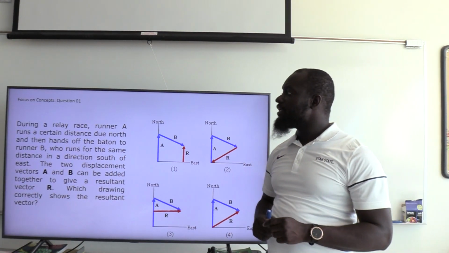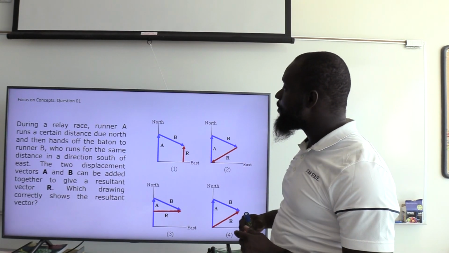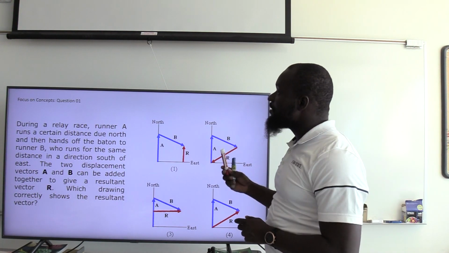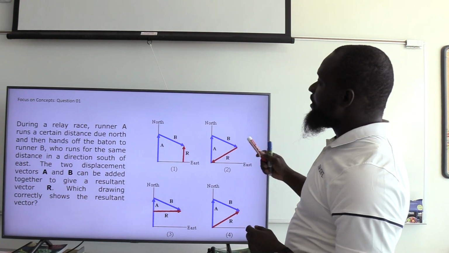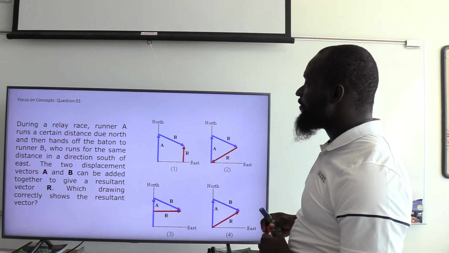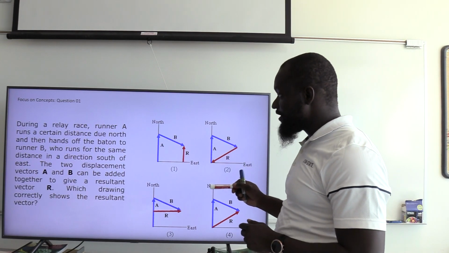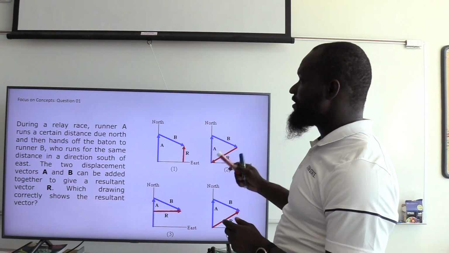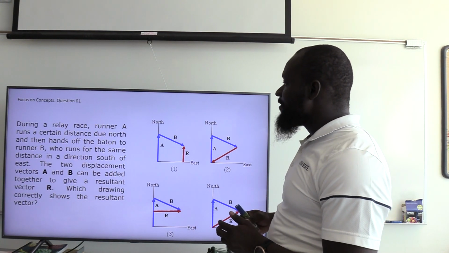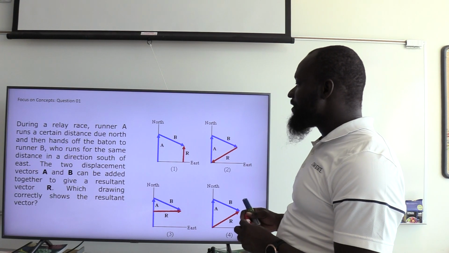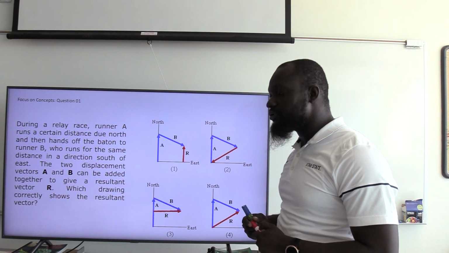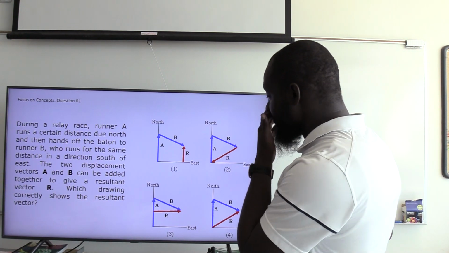This is homework 1, and we're going to start with the vectors in this part of the homework. The first question on Focus on Concepts, question 01, said, during a relay race, runner A runs a certain distance due north and then hands off the baton to runner B, who runs the same distance in the direction south of east. So the two displacement vectors A and B can be added together to give a resultant vector R. Which drawing correctly shows the resultant vector? So this is the question. They're looking for the drawing.